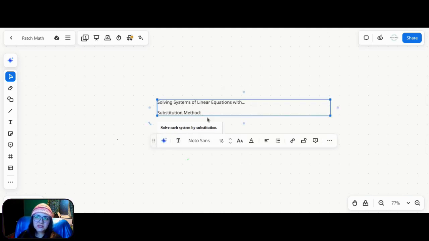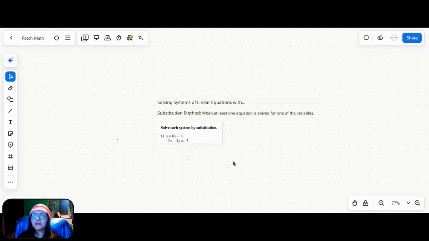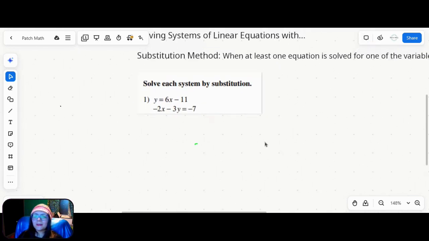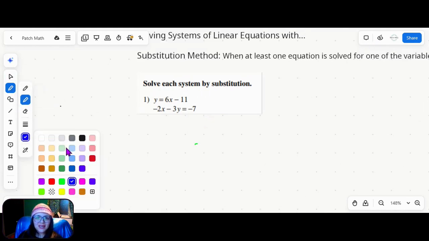Today we'll be solving a system of linear equations using the substitution method. So, when is the substitution method best applied? That is going to be when at least one of our equations is solved for one of the variables. Now, in this example, you will see immediately we have that set up. Our first equation has been solved there for y.